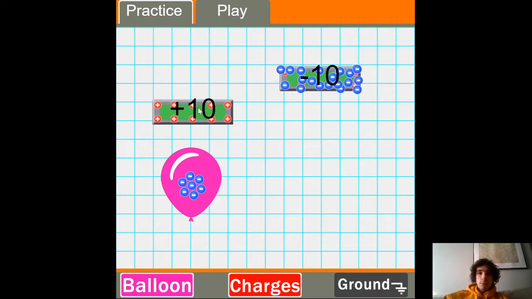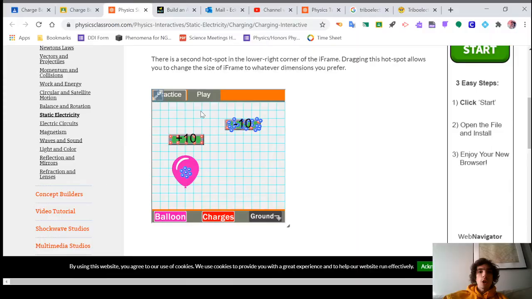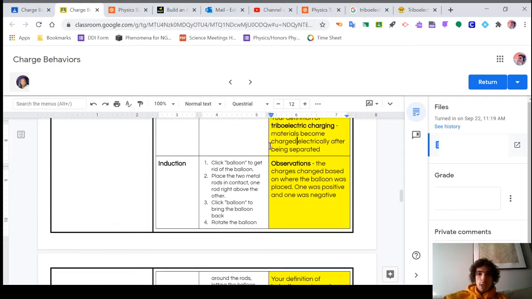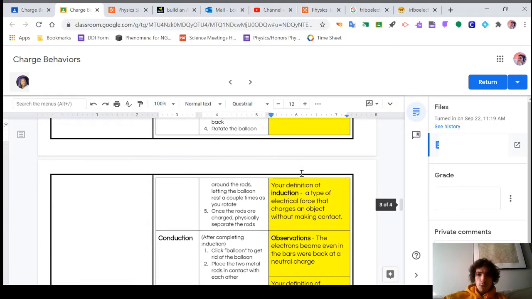So induction, and I want to go back to the definition that a student in class 5 came up with, which I thought was astute and is pretty much on point with what you would see in a textbook. So she wrote her observations and then her definition: a type of electrical force that charges an object without making contact, which is exactly it. This without making contact piece is really important.